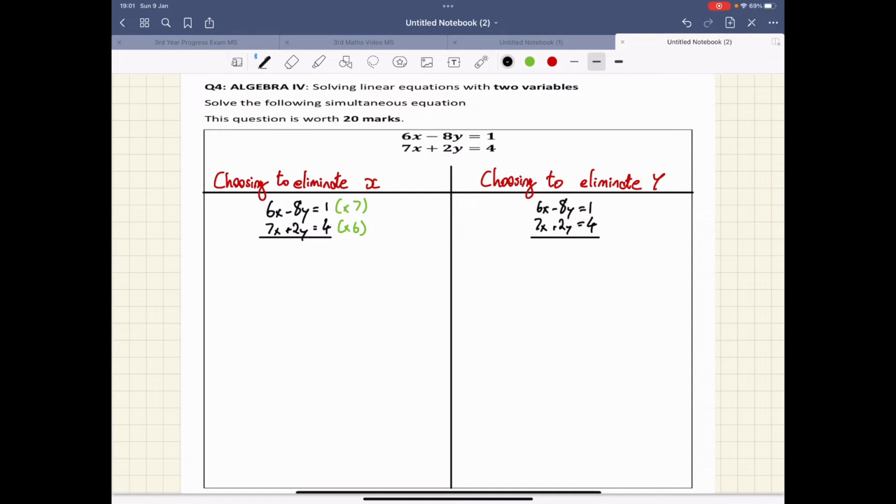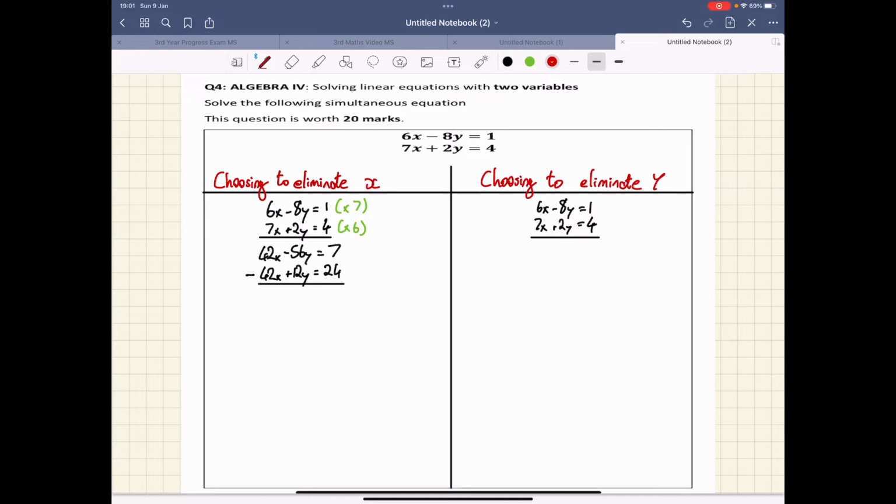Well, when I do that, 7 times 6x is going to give me 42x. And 7 times minus 8 is going to give me minus 56y. And 7 times 1 is going to give me 7. Underneath that, 6 times 7x is going to give me 42x. 6 times plus 2y is going to give me plus 12y. And 6 times 4 is going to give me 24. And now what I can do is take these away from each other.